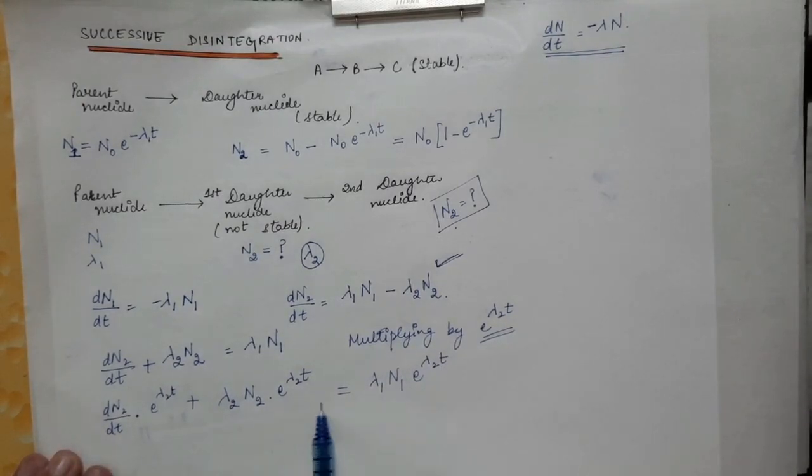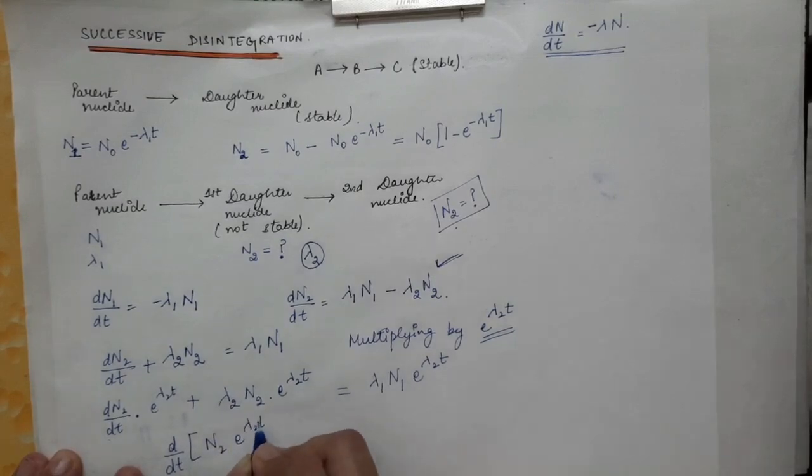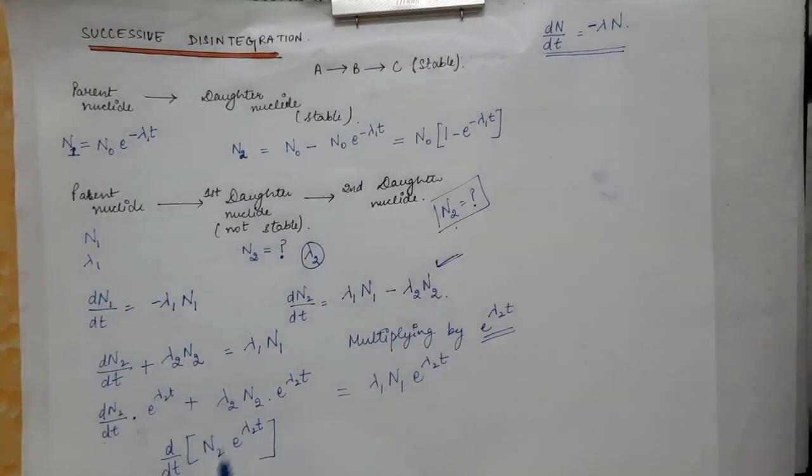Now this term on the left hand side can be written as, here we have dN2 by dt, differentiation of N2 with respect to time, into e power lambda 2t, plus we have lambda 2 N2 into e power lambda 2t. So these terms can be clubbed and written as d by dt of N2 into e power lambda 2t. So these two terms can be written in the differentiation form. Differentiation of N2 into e power lambda 2t with respect to time will just give us these two terms. So you can use the formula of differentiation of two functions.